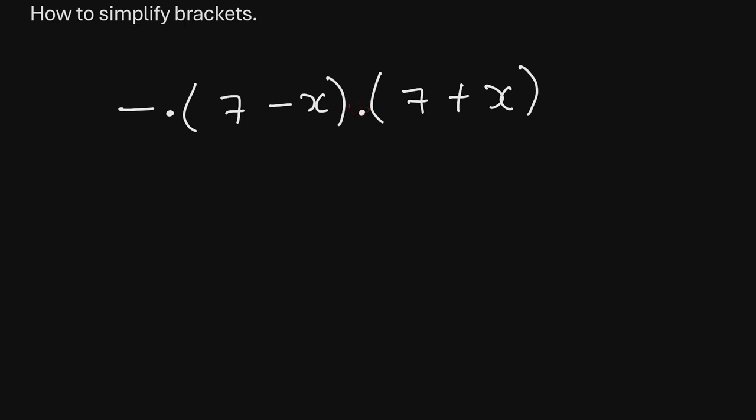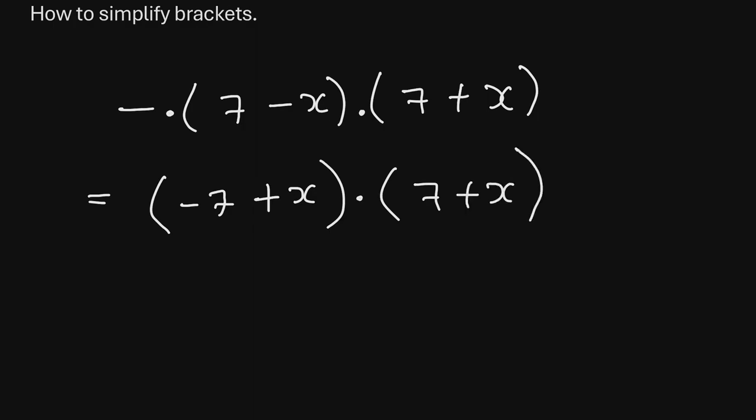So now you're going to say this is equals to. When you deal with the first multiplication, you must make sure your answer is inside the bracket. So this is going to be what? Remember, what is outside will multiply with everything inside. So it's going to be negative multiplied by 7. That's going to be negative 7. And therefore, negative multiplied by negative x, that is going to be positive x. And then you close the bracket, you put the multiplication, and then you open the brackets that you had. So this is 7 plus x.